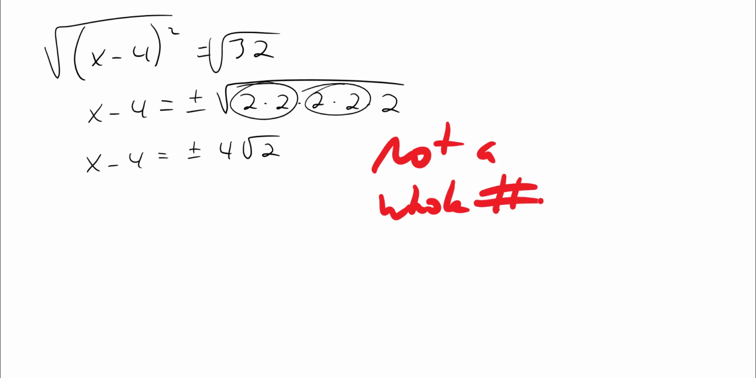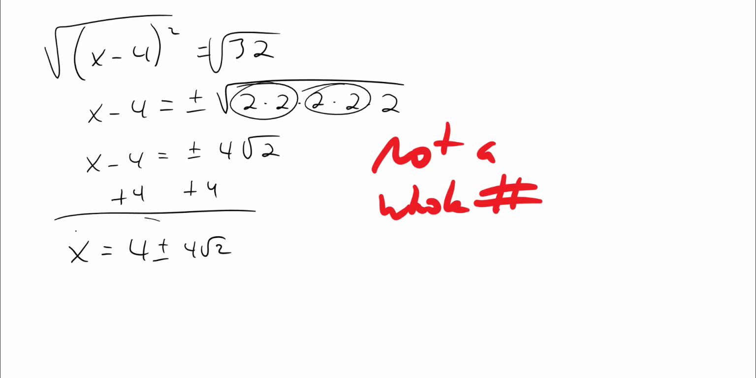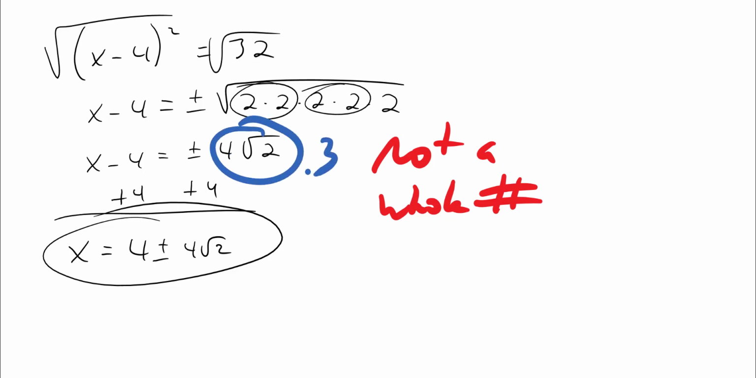So if this is not a whole number, you can't put it together. So literally what you're going to do is just add 4 to both sides. And your answer is going to be x is equal to 4 plus or minus 4 root 2. And that's your answer. Okay? Because you can't put them together. You try to, but you can't. Okay? If, let's say, this term came out to be 3, then you would say x minus 4 equals 3, x minus 4 equals negative 3, and you'd solve. Okay, but it's equal to 4 root 2, so you can't add them together anyway. That's why it's 4 plus or minus 4 root 2. Okay.